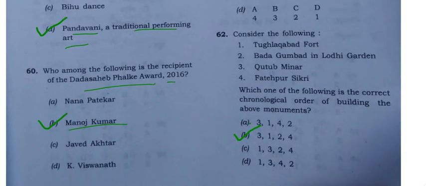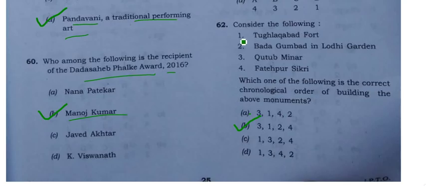Okay, now let's talk about the 62nd question. We have to find out the chronology. So we'll check it out. Tughlaqabad Fort, Bada Gumbad in Lodi Garden, Qutub Minar, Fatehpur Sikri. So first was established Qutub Minar. Then after it, Tughlaqabad Fort. Then came Bada Gumbad in Lodi Garden. Then after it was Fatehpur Sikri. So the option is 3, 1, 2, 4. Okay, this is the chronology.